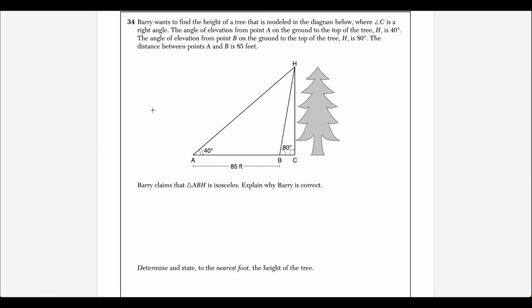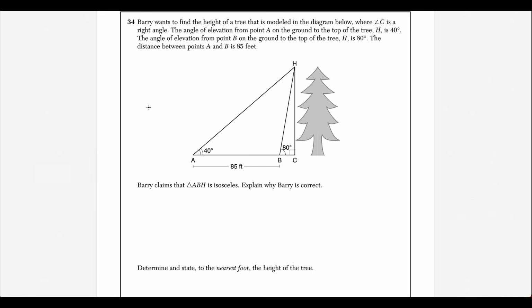So take a second to read through question 34. So this stuff up here just basically outlines what we have in this diagram. And what we have first here is that Barry claims that triangle ABH is isosceles. And we have to explain why Barry is correct. So they're already telling us that Barry is correct.